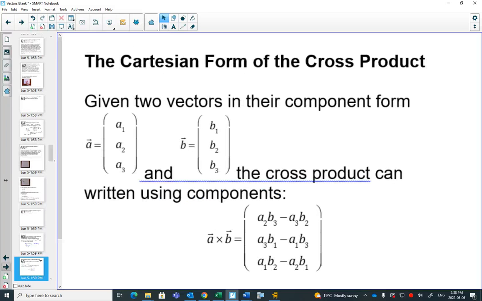Now, our formula for the cross product needed to know the angle in between them. That first formula, because it was length of u times length of v times sine of the angle. There's also the Cartesian form of the cross product, and the Cartesian form doesn't use the angle. So if you have two vectors, A and B like this, we get this wonderful formula to figure out the cross product. Okay? It's actually not too bad.